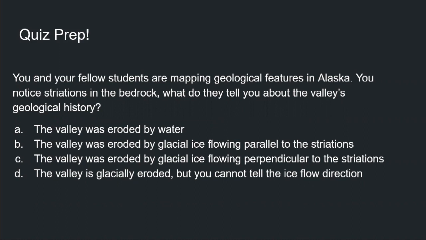The valley was eroded by glacial ice flow, because you're probably in a U-shaped valley, and you have striations flowing parallel to the valley. That's what we saw in the previous slide. It wouldn't be perpendicular. That wouldn't make any sense. Really, think of, I don't know, if you take a rock and you scratch it against your phone or your windshield, you're going to create a striation that is going in the direction of your movement. So that's exactly the same thing with the ice.